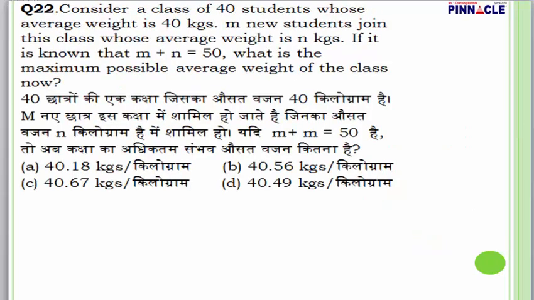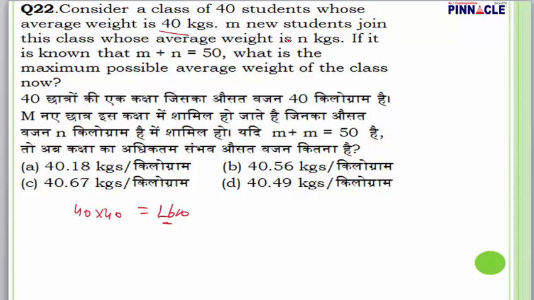Question number 22. Consider a class of 40 students whose average weight is 40 kg. And m new students join this class whose average weight is n kg. If it is known that m plus n is equal to 50, then what is the maximum possible average weight of the class now? Earlier there were 40 students, average is 40, total is 1600.